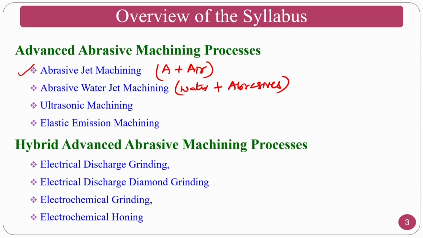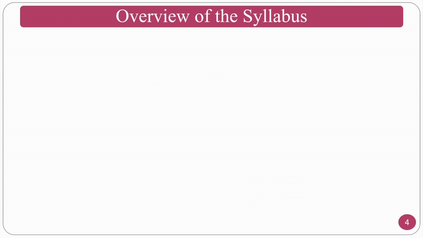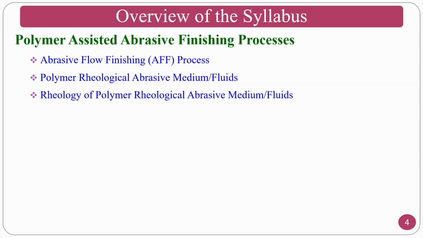Then we moved on to hybrid advanced abrasive machining processes, wherein we have seen electric discharge grinding, electric discharge diamond grinding, electrochemical grinding, electrochemical honing and other processes. Then we moved on to polymer assisted abrasive finishing processes, and we have seen the abrasive flow finishing process, polymer rheological abrasive medium and fluid composition and other things, and this is a complex part of this particular process.